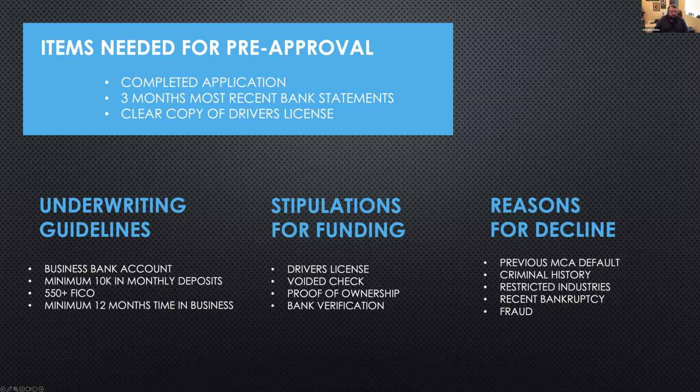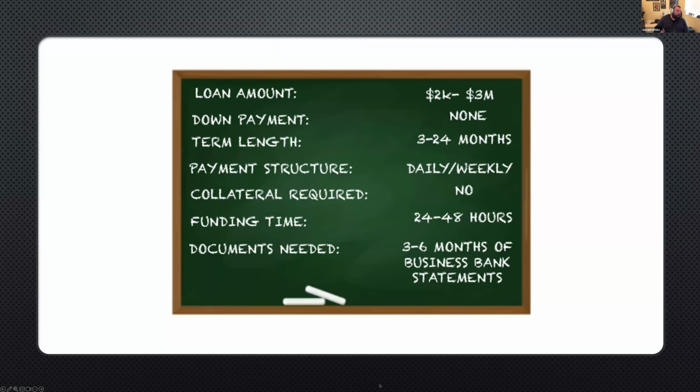All right, so these are some guidelines. Loan amounts from $2,000 to $3 million. No down payments. There's not a fee that's charged to get them pre-approval. Term lengths usually short, 3 to 24 months. I would say most of the terms are falling in that like 8 to 12 month range. Higher amounts typically have longer terms. One thing to note too is usually if the merchant takes a shorter term, then the factor rate will go down, meaning that the cost of the money is cheaper.